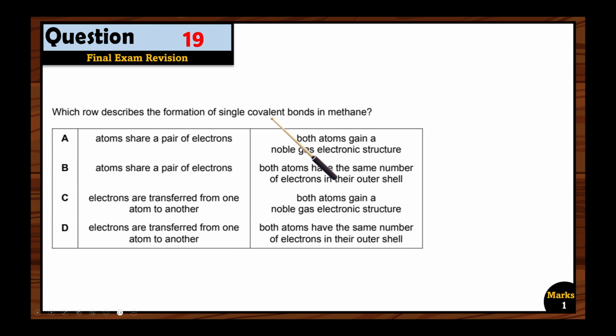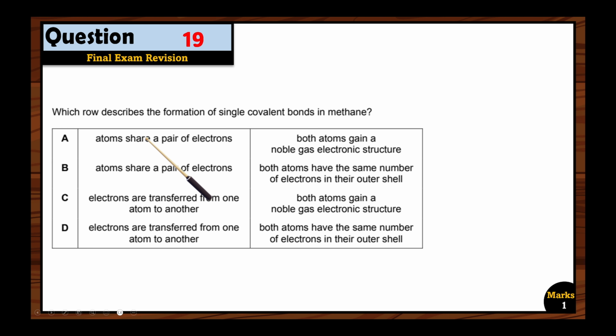Question number 19. Which row describes the formation of a single covalent bond in methane? In a single covalent bond, how many electrons are shared? Actually, 2 electrons. One bond shares 2 electrons. Atom shares a pair of electrons. A pair means, of course, 2 electrons. So this option is right. B option is also right. Electrons are transferred from one atom to another. That is wrong. They are not transferring the electrons. That happens only in ionic compounds.